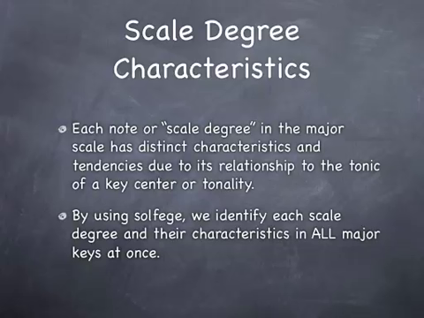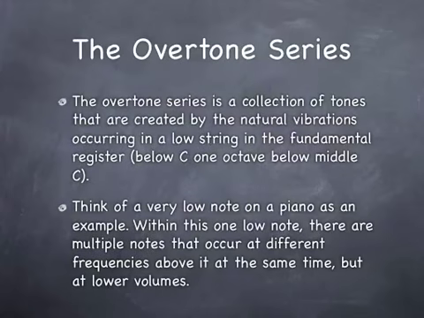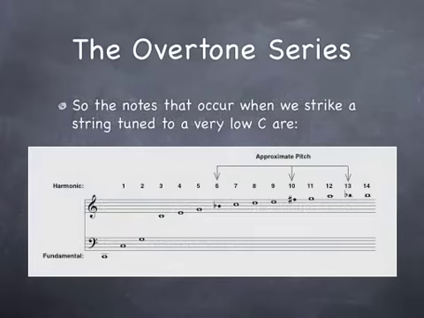Now, the characteristic of each scale degree is tied to the overtone series. The overtone series is simply a collection of tones that are created by the natural vibrations that occur in a low string that's struck in the fundamental register. What that means is you can think of a note on a piano, let's say a very low note C. And within the sound of that note, there are other tones inside of it that occur at different frequencies above the fundamental, and they're happening at the same time, but at different volumes. These are also often referred to as harmonics.